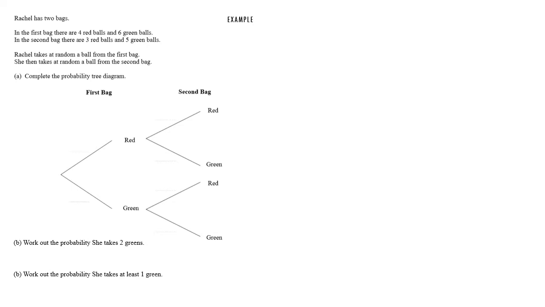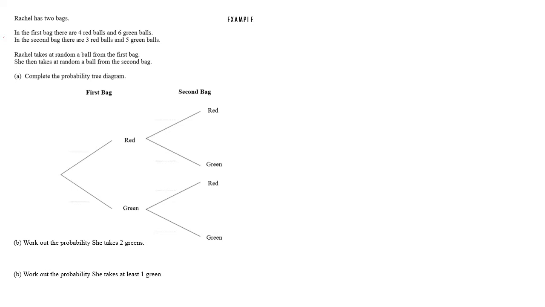Sometimes you're given the probability tree like this, sometimes you need to just think, hang on, that's a really useful tool, I'm going to choose to use that. So in this question, we've got 2 bags. In the first bag, there's 4 red and 6 green balls. In the second, there's 3 red and 5 green. A ball is taken at random from the first bag, and then a ball taken at random from the second bag. So these events are independent. Whatever she pulls out of the first bag has no impact on the second bag.